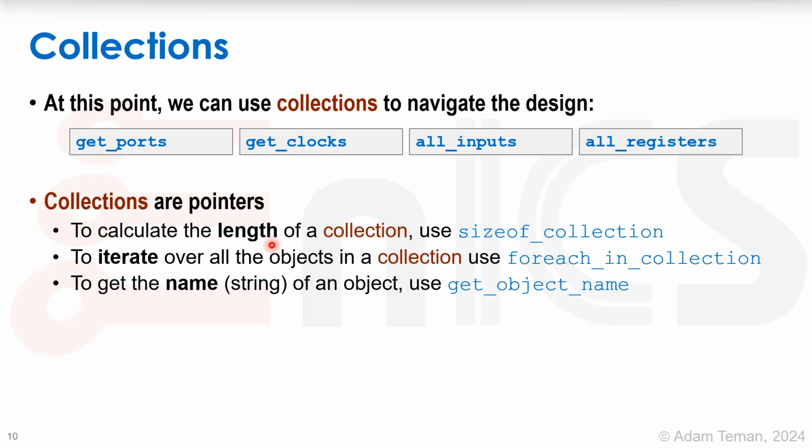For example, to see the length of a collection, we can't use length. We have to use sizeof_collection. To iterate, we can't use foreach. We have to use foreach_in_collection. To get the name of an object, because the name is just this pointer, this kind of number, instead of that, we have to do get_object_name and figure out what the name of this is. Okay, so these are things that can be used and are often used, and we use them once in a while and sometimes don't.